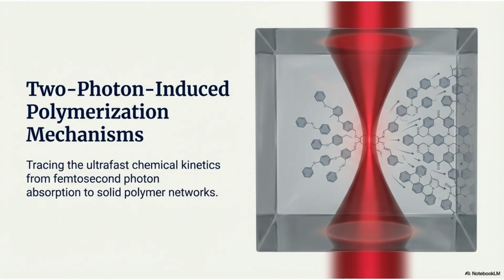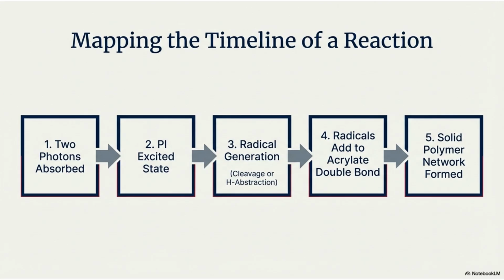This video explores the ultra-fast chemical kinetics of two-photon-induced polymerization mechanisms, tracing the process from femtosecond photon absorption to the formation of solid polymer networks. The reaction follows a timeline beginning with two-photon absorption, leading to the photoinitiator excited state and radical generation. These radicals then add to the acrylate double bond, resulting in a solid polymer network.